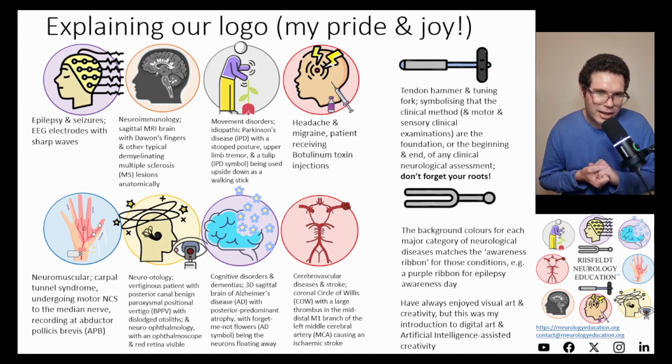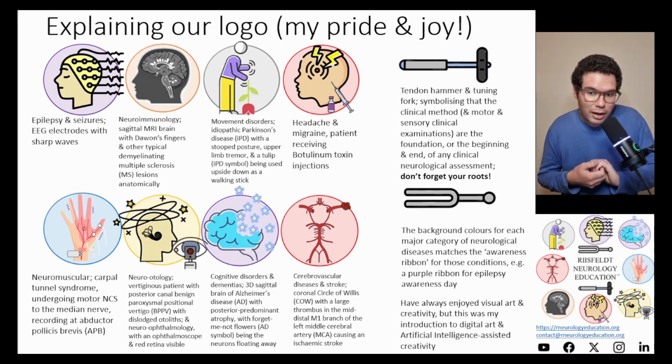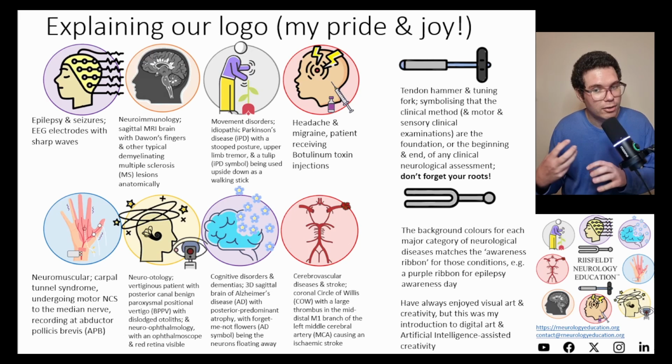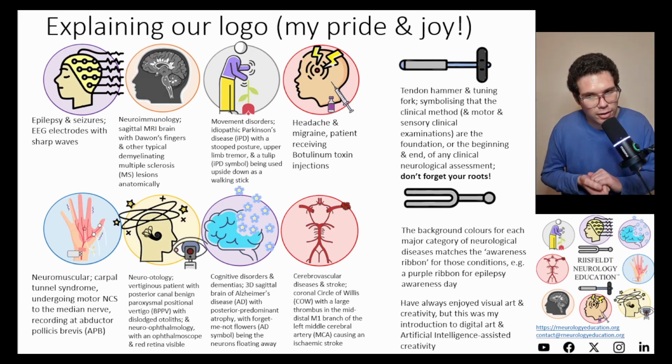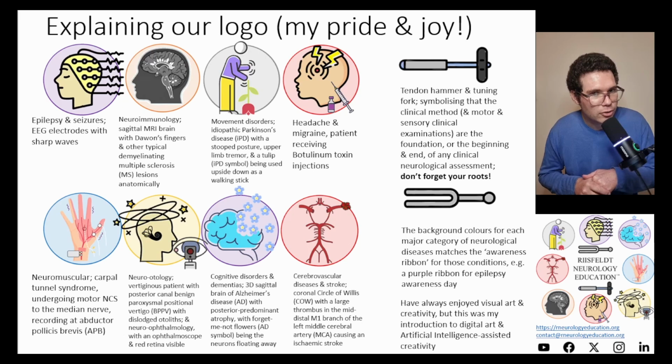And lastly, one thing to note is that the background colors for each of the images are not random. I was pleased to learn that there are ribbons that are used for the international or annual awareness days for each of these conditions, and these ribbons each have a color. So, for example, epilepsy uses a purple ribbon, so I've used a purple background. MS and neuroimmunology uses orange.